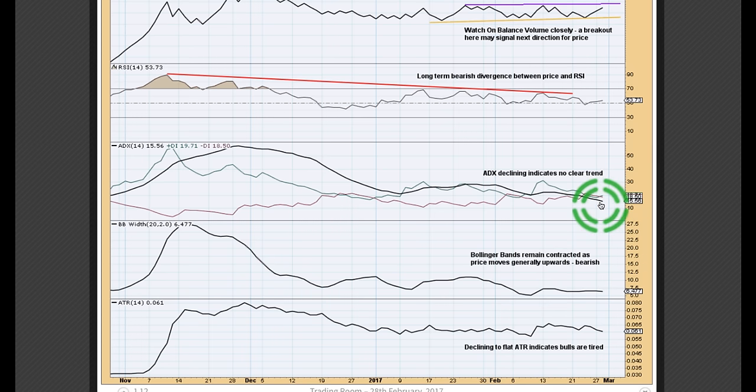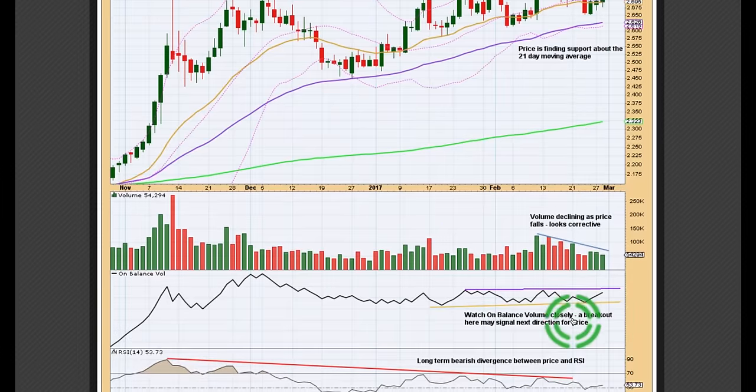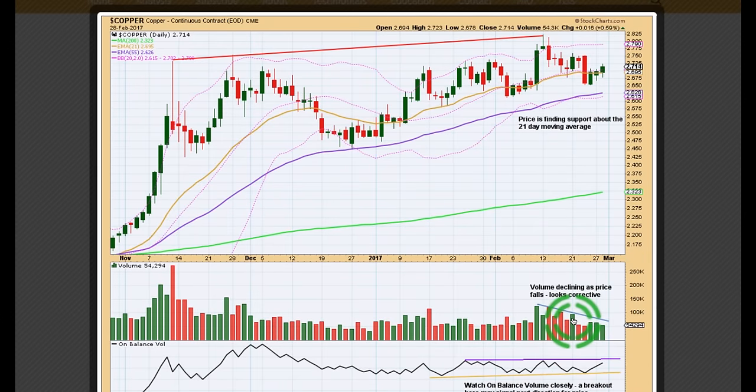If the black ADX line again turns up at any stage, it would now indicate the start of a new trend. The positive and negative DX lines are whipsawing about each other, so it's not telling us there's a trend, and if there is going to be a trend, it's not indicating which direction it's most likely to be. Bollinger Bands are contracted, ATR is declining to flat, so all of that together, these three tell us at this stage this market is probably not trending.